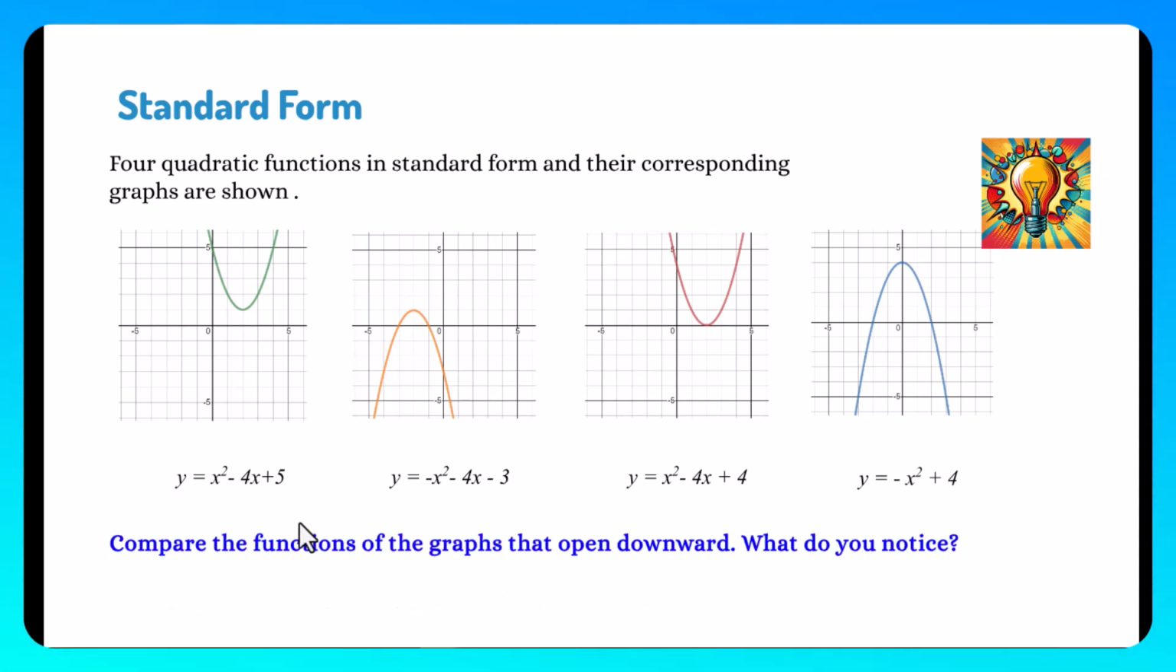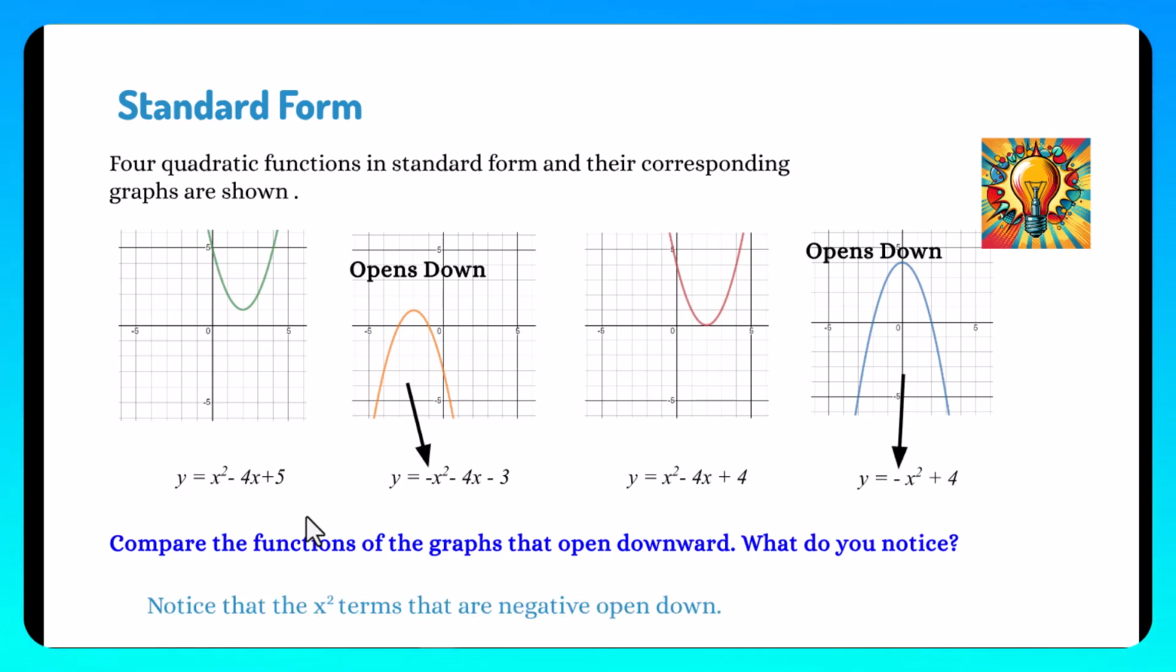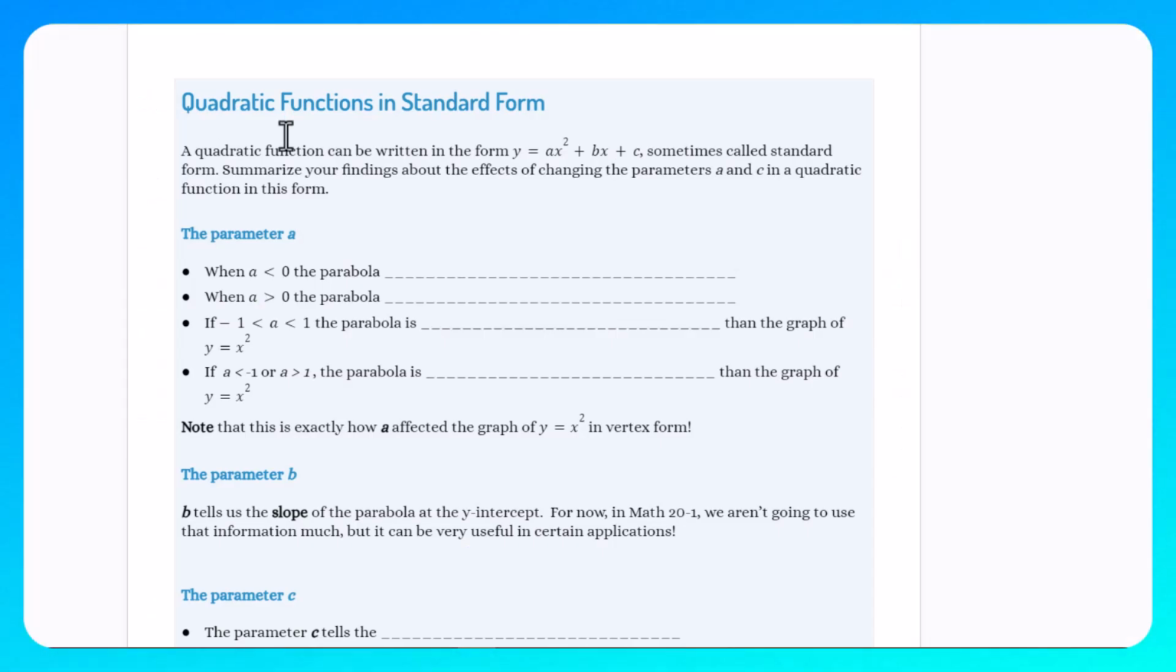Well, let's look at the opposite of that. What about the ones that open downwards? What do we notice? Well, these are the two that are down. And we notice that if those terms are negative, it opens down. So let's head into some more notes in our note package and summarize some things that we've learned from before, as well as things we just noticed about the standard form.